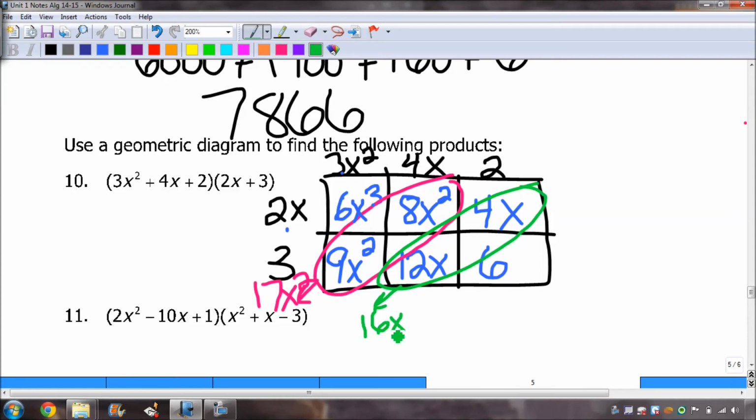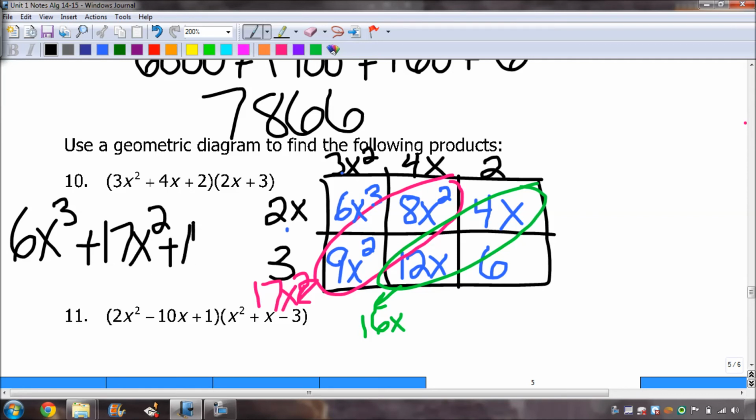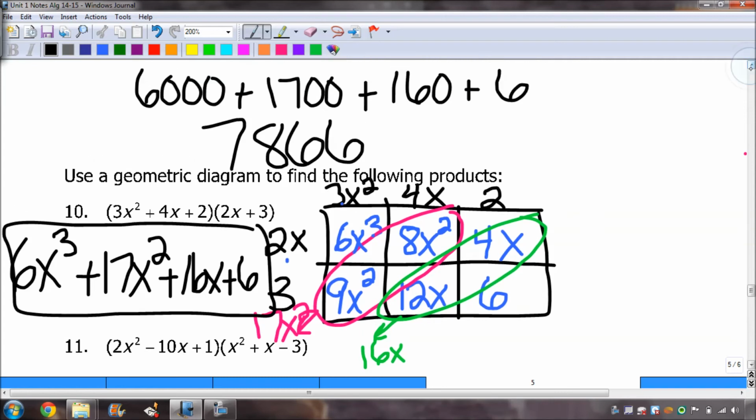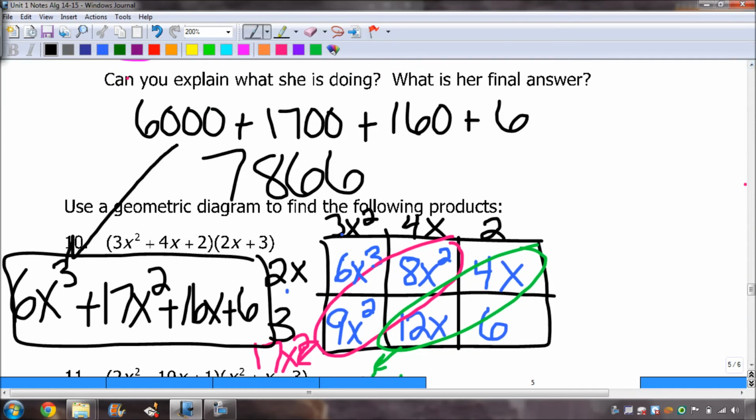Okay, so that means that your final answer will end up being 6x cubed plus 17x squared plus 16x plus 6, which is basically what we had before. This 6,000 is like the 6x squared.